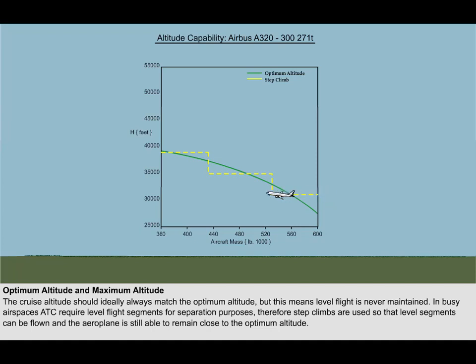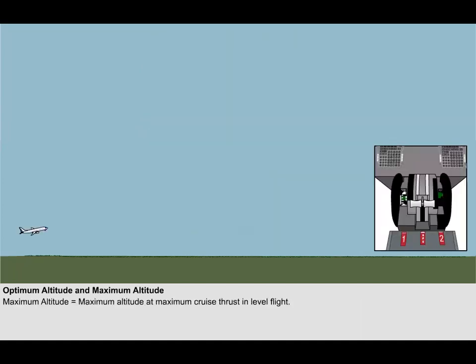There may be several step climbs during the flight, and the aeroplane will be gaining altitude throughout this process. However, there is a limit on how high the aeroplane is permitted to operate and able to operate. As the aeroplane altitude increases, the thrust that is required to maintain a given speed increases.